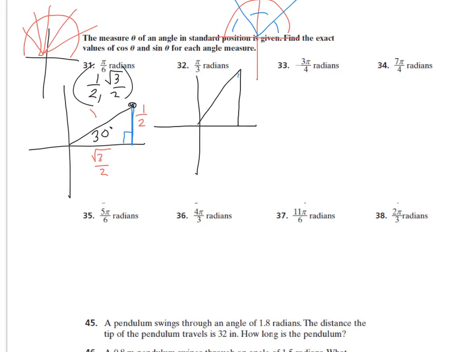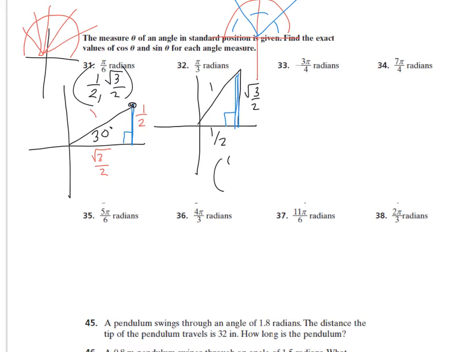So make sure that this makes a 90 with the x-axis. This is going to be 1/2, and this is root 3 over 2. In the unit circle, the radius is 1. So since we're both in the first quadrant, cosine is going to be positive.